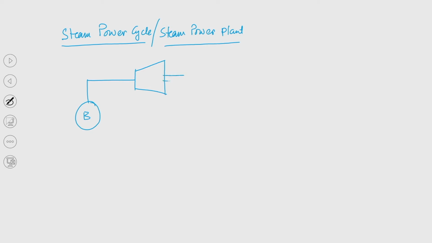steam power cycle, or I can write steam power plant. Briefly, we will draw this line diagram which we have seen in the previous class.